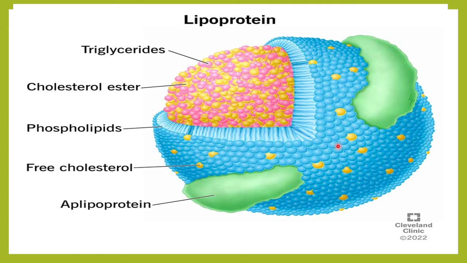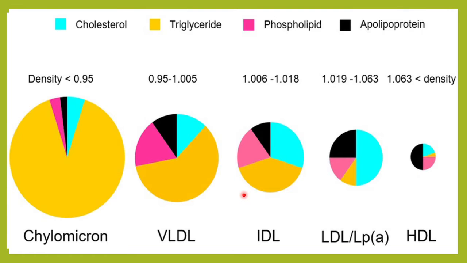Yes, the amount of cholesterol, the amount of triglyceride, and the type of apolipoprotein vary. So you can see the different types of lipoproteins: chylomicron, VLDL, IDL, LDL, HDL. HDL is the highest density. Here you will see that chylomicron has very low density, and you can see that in HDL almost half of it is protein, whereas in chylomicron almost 75% of it is lipids.